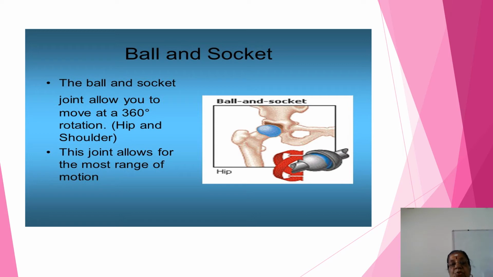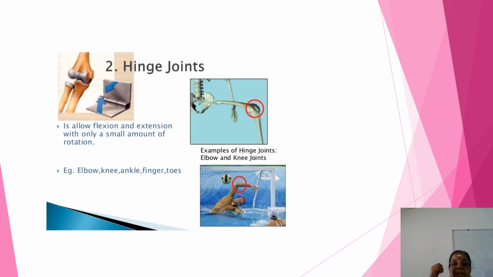Right? So the ball and socket joint allows you to move at 360-degree rotation. Example, hip and shoulder. And this is the joint which allows the most range of movement. I hope you understand. So this is ball and socket joint. Next one is hinge joint.